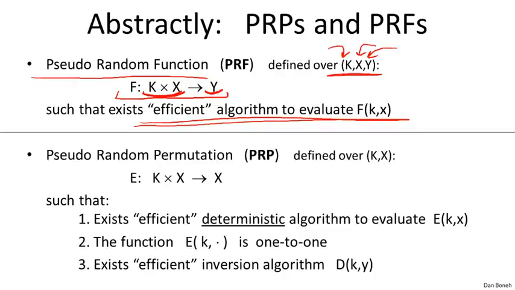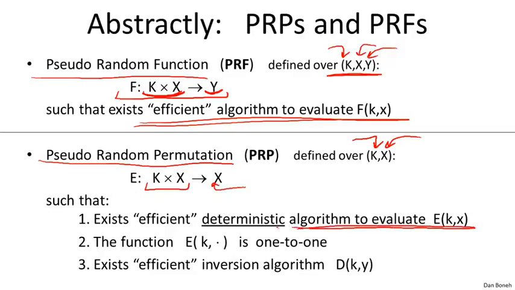Now, a related concept that more accurately captures what a block cipher is called a pseudo-random permutation. A pseudo-random permutation is, again, defined over a key space and then just a set X. What it does is it takes an element in the key space and an element in X and outputs basically one element in X. Now, as usual, the function E should be easy to evaluate, so there should be an algorithm to evaluate the function E.